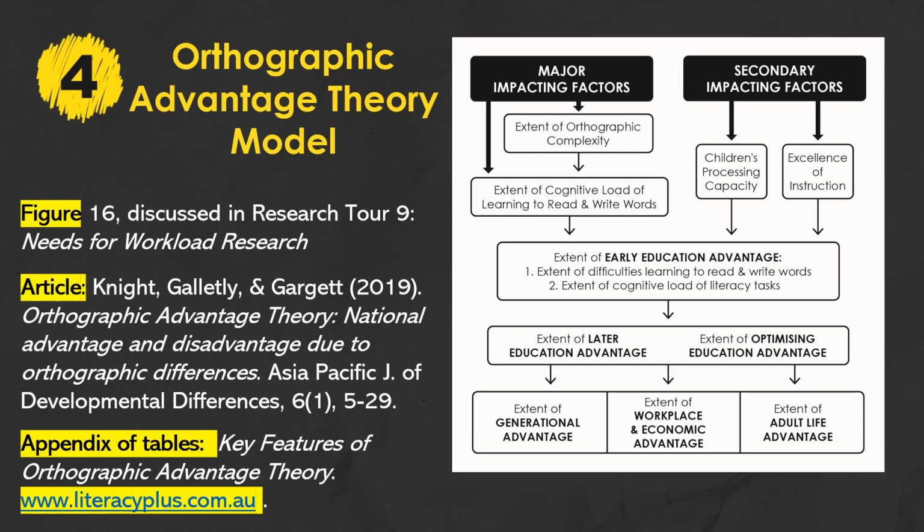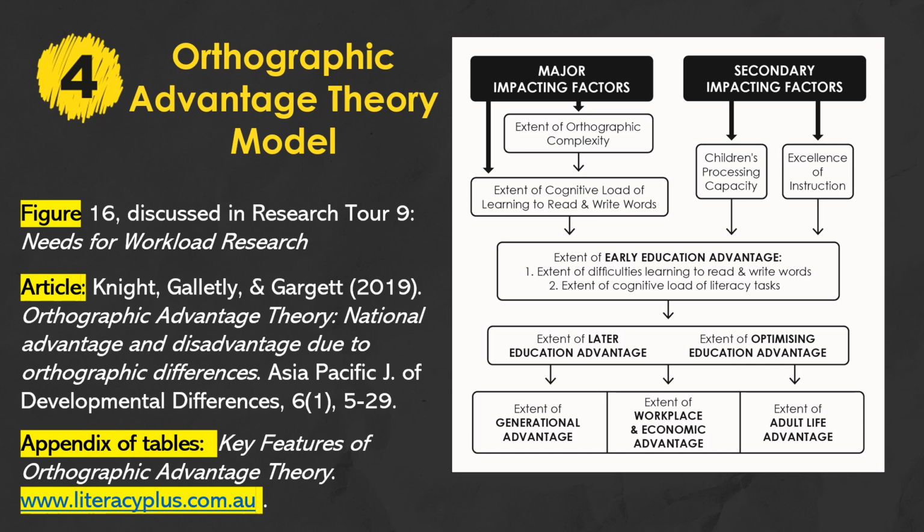Okay, and that's going to impact nations' extent of early education advantage, which includes extent of difficulties learning to read and write words and extent of cognitive load of literacy tasks using their reading and writing skills. And you see how that's the point where nations are going to diverge. Children who are independent readers and writers in the first term of grade 1 or first semester of grade 1 are going to be, it's going to be so much easier to teach in those schools and what have you. So schools and nations get their extent of early education advantage.